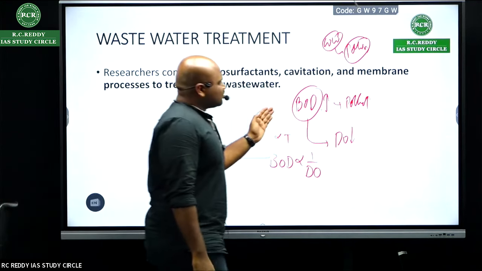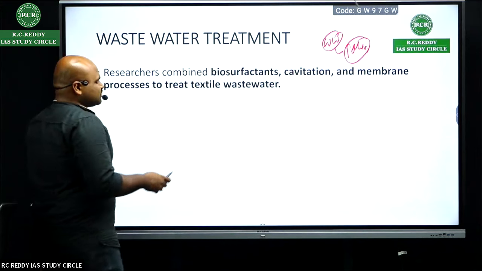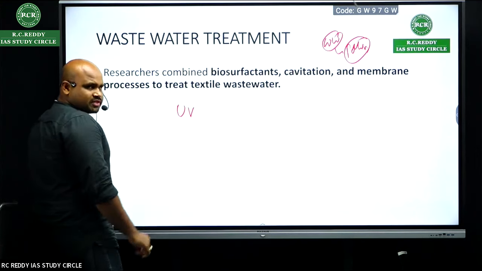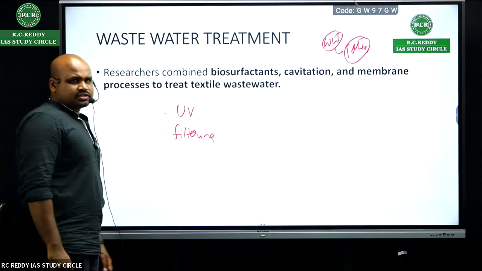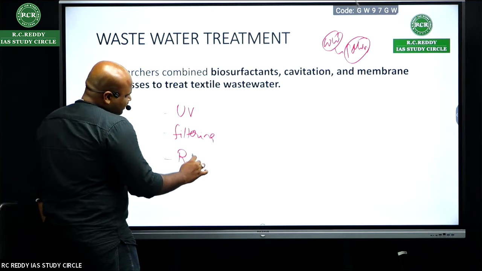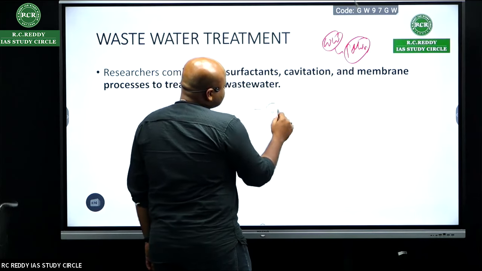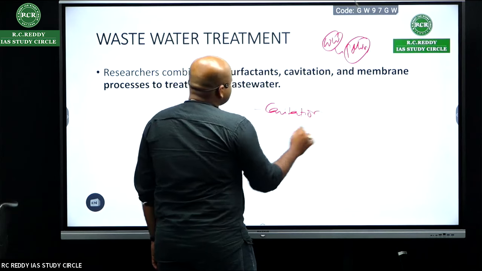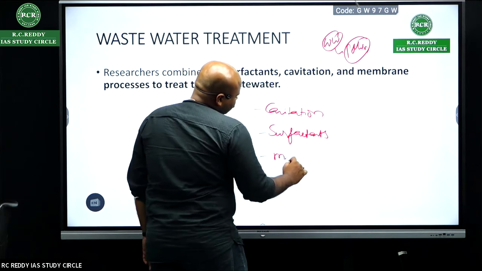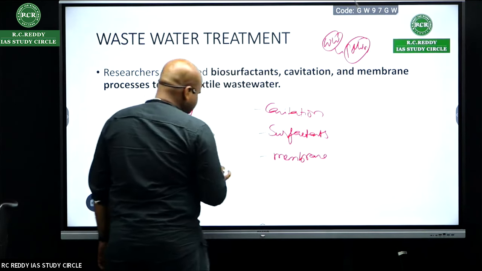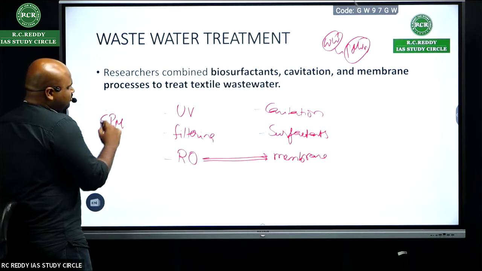Now, once I understand this, I know that I'll have to go for purification of water. When I look at the purification of water, I see a number of techniques existing. One is I would go for UV treatment. The most basic thing that we do is what, my dear? The filtering process. Another basic thing that I do is reverse osmosis, right? And one more thing that I do is the cavitation process. Or one more thing, I use something called surfactants. And one more, membrane. Membrane and reverse osmosis are very similar. Membrane technology, you would have heard about something called SPMs. What is this SPM? Semi-permeable membranes.